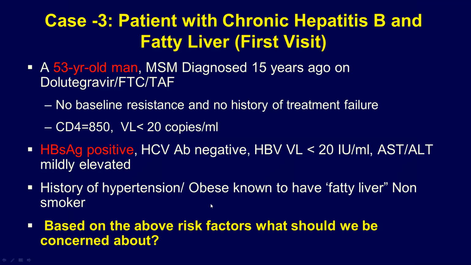His hepatitis B antigen is positive, hepatitis C antibody negative. He has a viral load of hep B low, undetectable, and his SGOT, SGPT may be mildly elevated. Hypertension, overweight, this can cause the fatty liver. And based on these risk factors, are we worried about something like liver cancer?